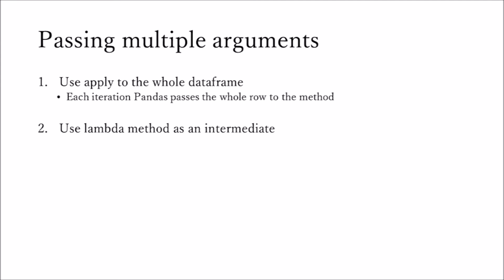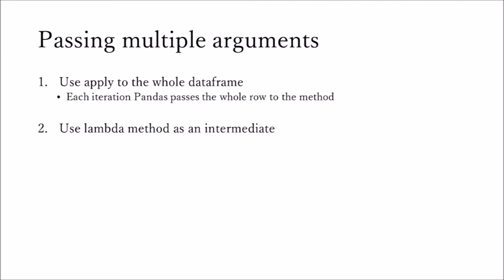In the previous slide, the method apply allows you to pass only one column to a method. So what should we do if we want to pass multiple arguments, similar to what we have done to combine the column apple, orange, and kiwi to form a new column sum? There are 2 ways to achieve that. First, instead of selecting a particular column and use the method apply, we can use the method apply to the entire data frame. In that case, Pandas will pass the entire row in each iteration to the method. Then we can select the necessary row or column in the method. Another method is done by using the lambda method as an intermediate.